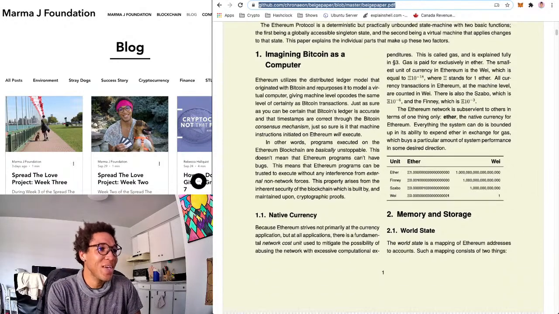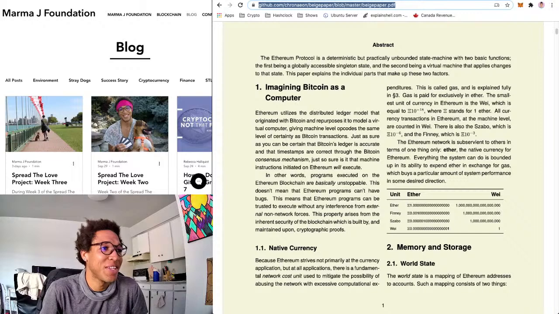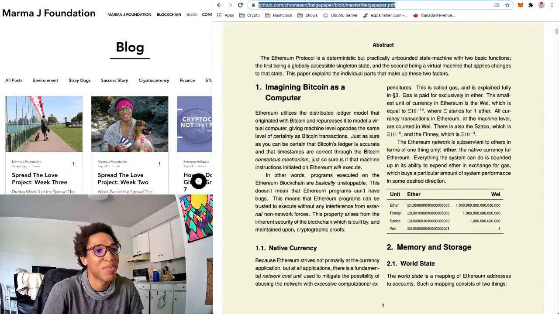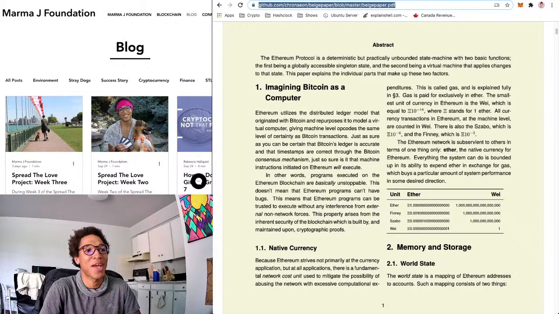So, abstract. The Ethereum protocol is a deterministic but practically unbounded state machine with two basic functions. The first being a globally accessible singleton state, and the second being a virtual machine that applies changes to that state. This paper explains the individual parts that make up those two factors.